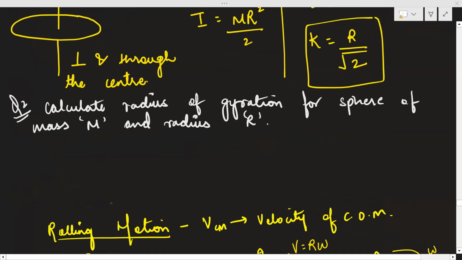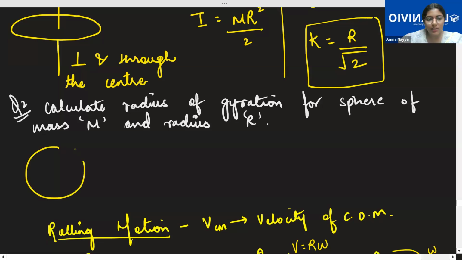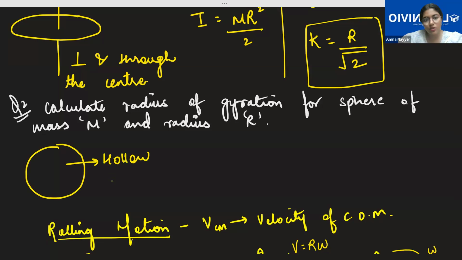See, the radius of gyration, if we calculate from here, for a sphere of mass m and radius r. In general, by default, we have to consider a hollow sphere. Solid spheres will be mentioned. So this is a hollow sphere. So the moment of inertia of a hollow sphere is, yes, Nabila? I equal to 2/3 mr². Correct. 2/3 mr².